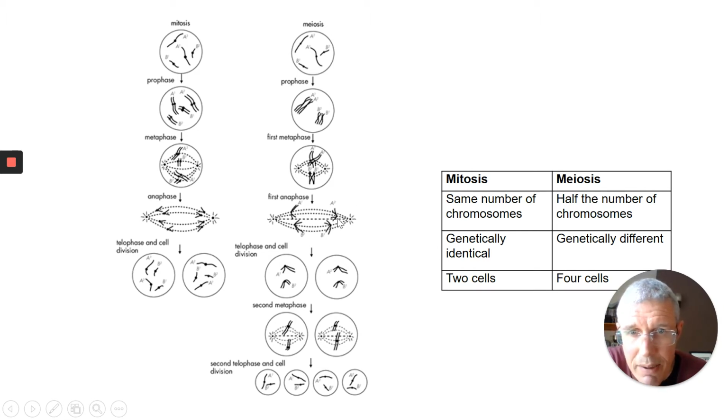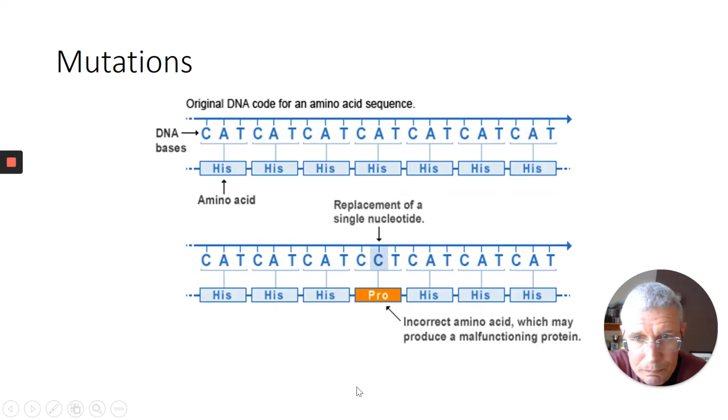We've got independent assortment or independent segregation of the homologous pair. We've got independent segregation of the chromatids. So these are going to be genetically different. And of course, we've got four cells in the end. So these are our gametes, our sperms and eggs.